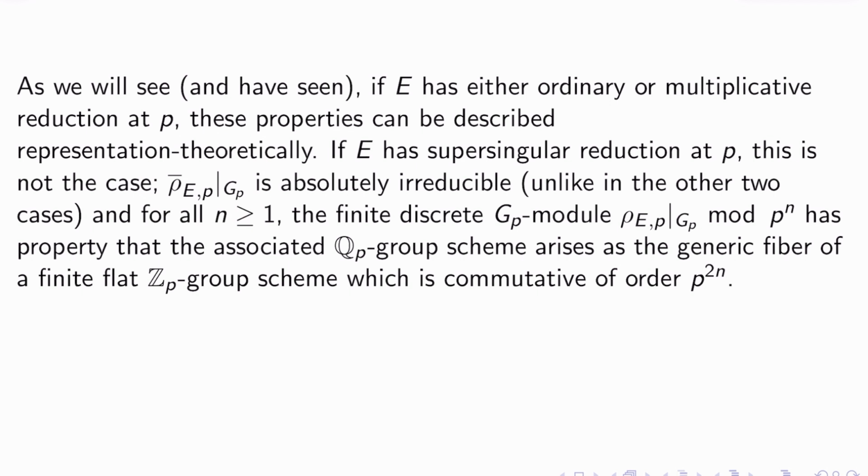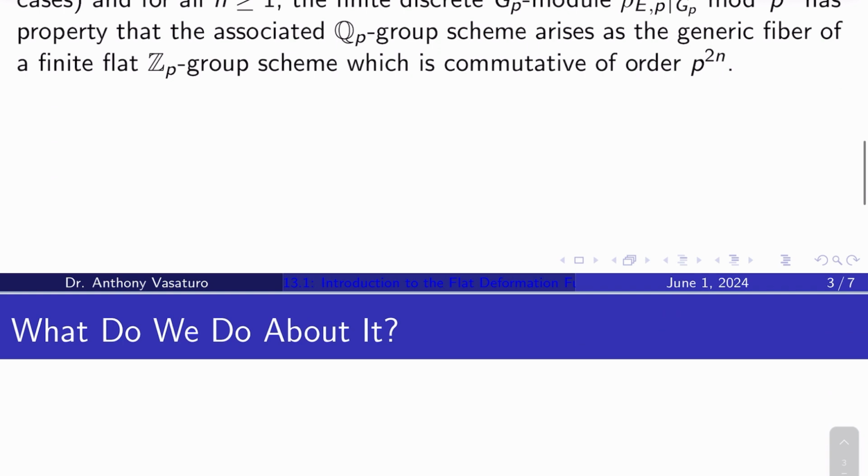Now, instead of looking representation theoretically, you can appeal to algebraic geometry. For all n greater than or equal to 1, we know that the finite discrete G_p-module, rho_{E,p} restricted to G_p, mod p^n, has the property that the associated Q_p group scheme arises as the generic fiber of a finite flat Z_p group scheme, which is commutative of order p^{2n}. So again, at p, the p-adic representation has algebraic geometry that we're interested in. This has been a theme for the whole series of talks so far.